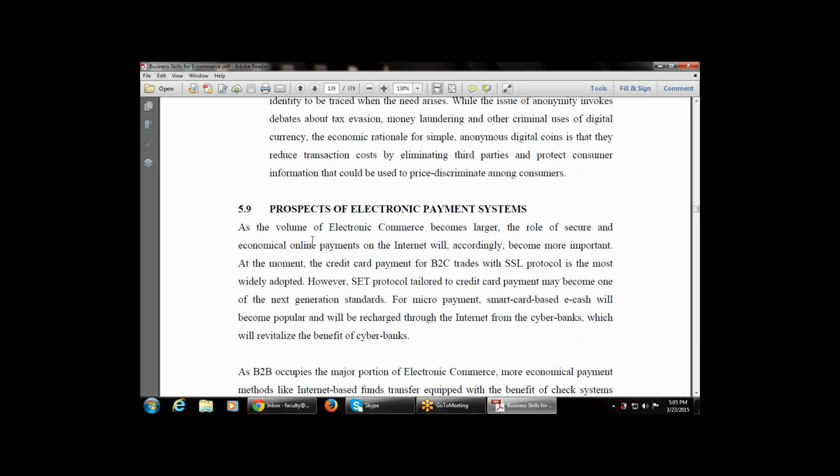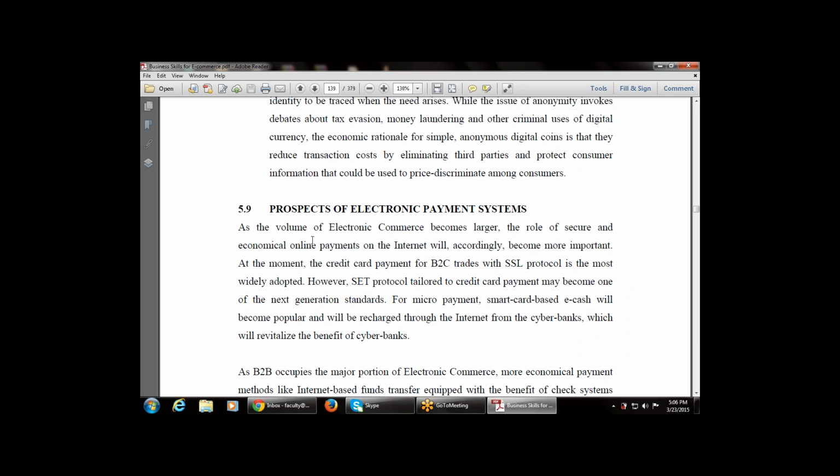So whenever the trading of goods and services over e-commerce increases, the role of security as well as the role of economical online payment will become one of the important factors in the e-payment system. At the moment, the credit card payment for B2C, business to consumer trades, with the SSL protocol, that is the secure socket layer protocol, is widely adopted. So there must be a protocol while doing the payment. In e-commerce, that protocol is known as SSL, the secure socket layer. As the name suggests, it provides security while making the transactions, while making the payment from one person to another person.